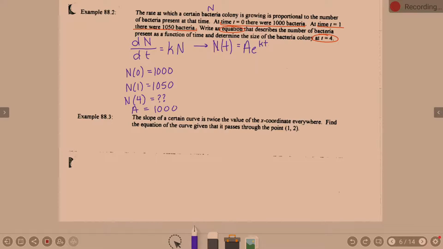So if A is 1,000, that means this equation, N of t, can be rewritten as, instead of A e to the kt, 1,000 e to the kt, because remember that A is the initial. I guess I called it N of 0 earlier. How do I find k? Because in order to have a formula, I need to know k.